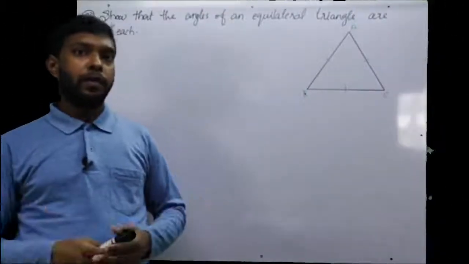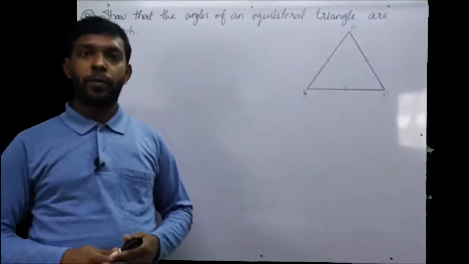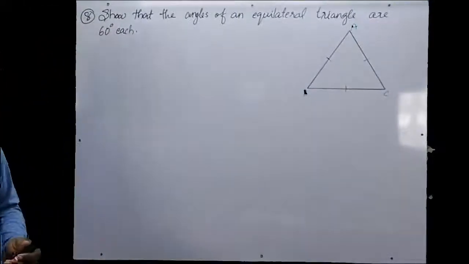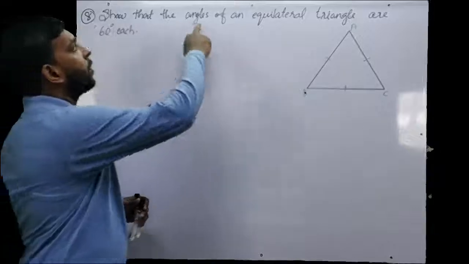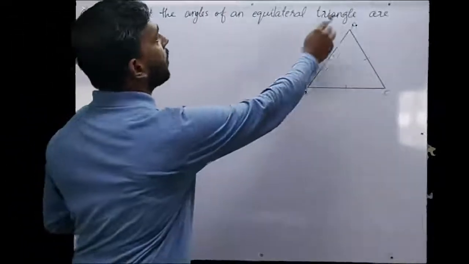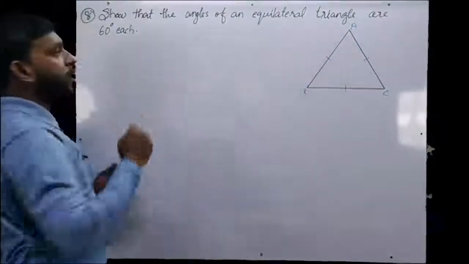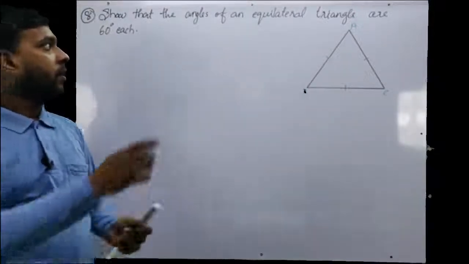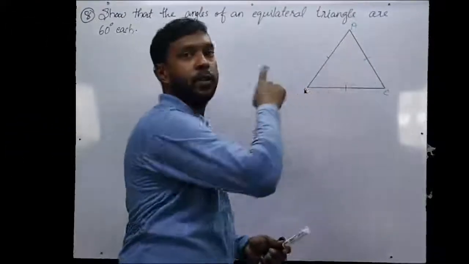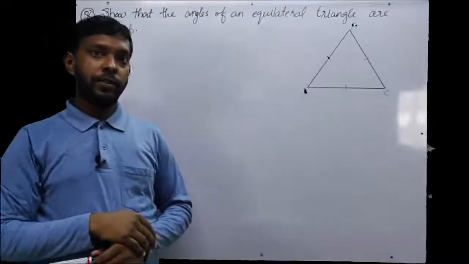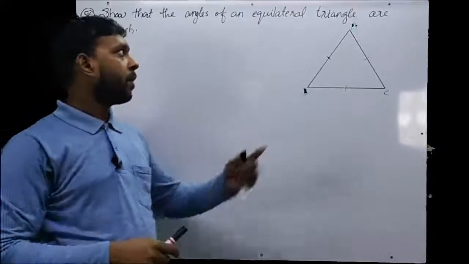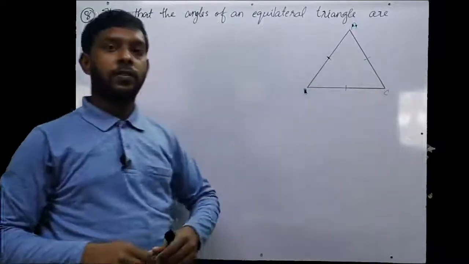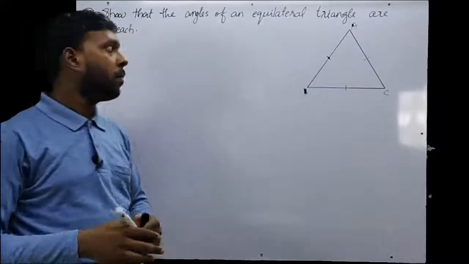We're going to look into the eighth question of the 7.2 exercise. The question reads like this: Show that the angles of an equilateral triangle are 60 degrees each. So we will have to prove that each angle of this equilateral triangle is 60 degrees. That means angle A is 60 degrees, angle B is 60 degrees and angle C is 60 degrees. Likewise, we will have to prove it.